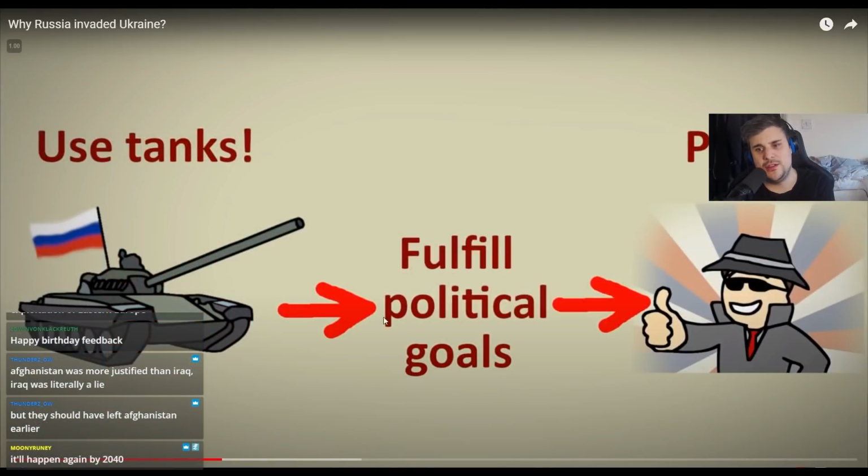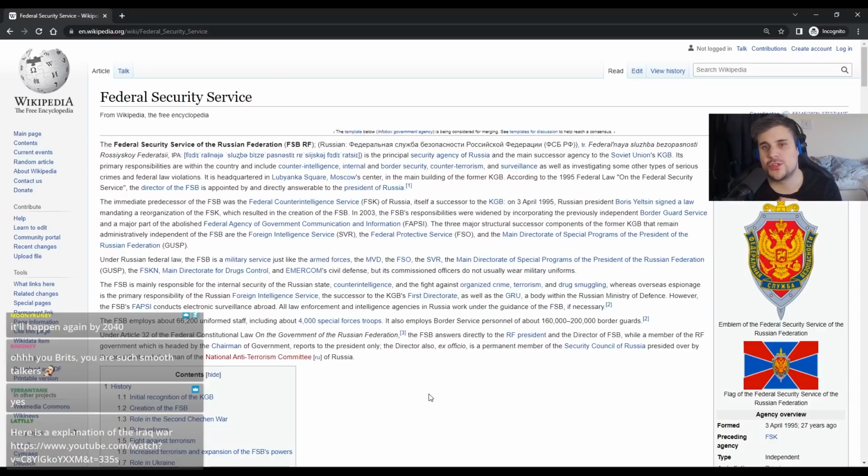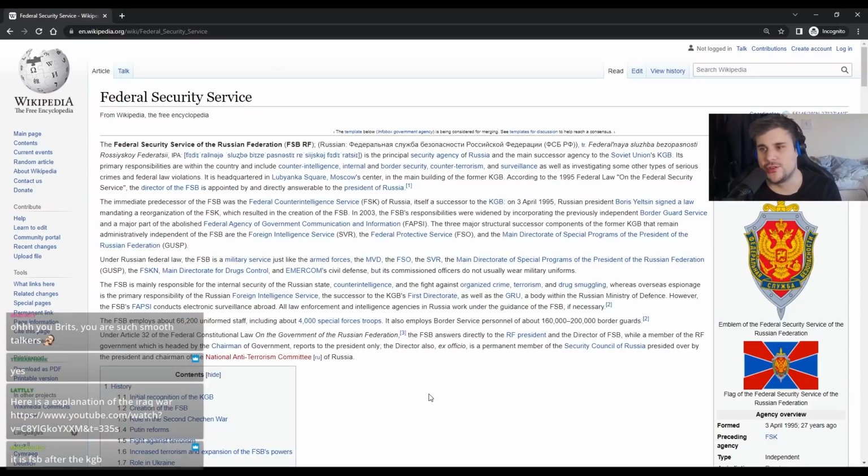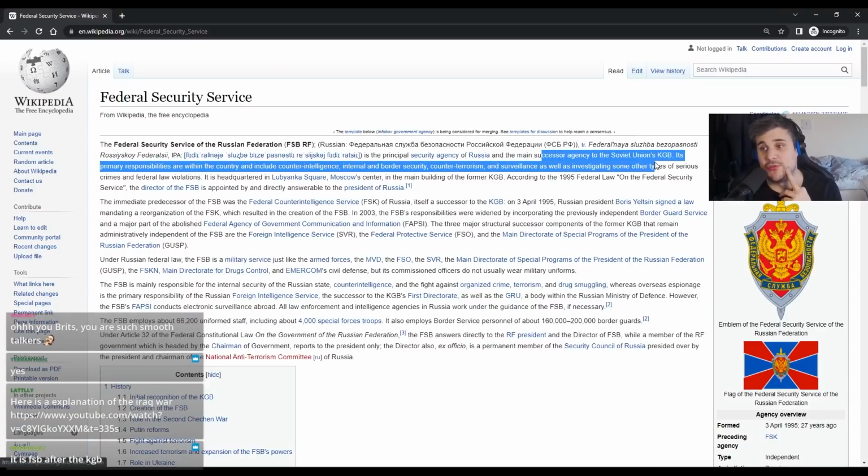Hang on, is the FSB the new KGB? It is, right? The Federal Security Service of the Russian Federation, the main successor agency to the Soviet KGB.